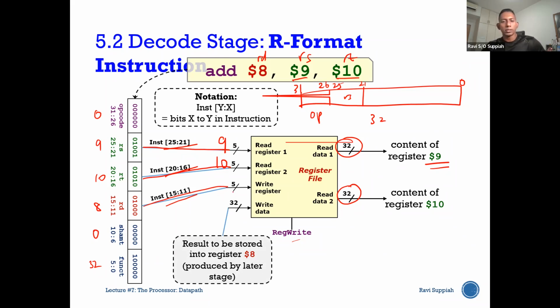All right, so of course there is also a write register, which is register 8. But we must understand that the data that you want to write is not available yet, because the data that you want to write is the answer, and the answer is only available after the addition is done. Right now, we are still in the beginning stage, correct? We are still only collecting the data from register 9 and register 10. All right, so that is the decode stage.